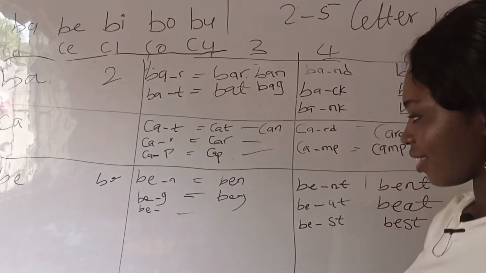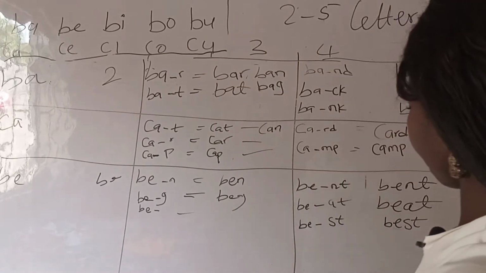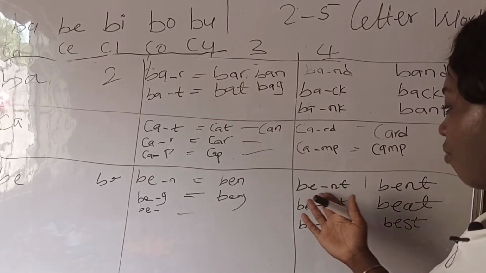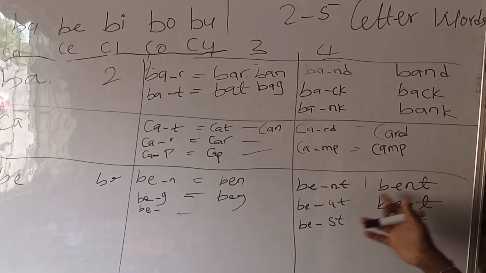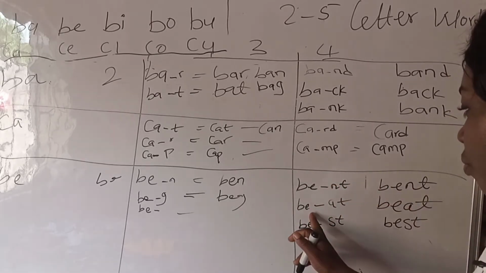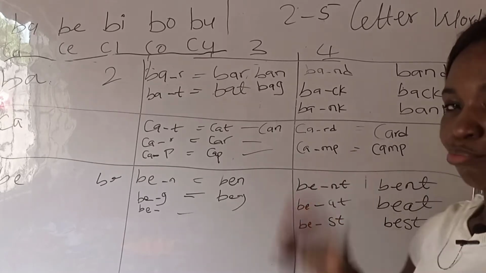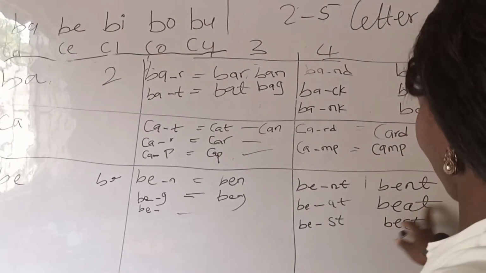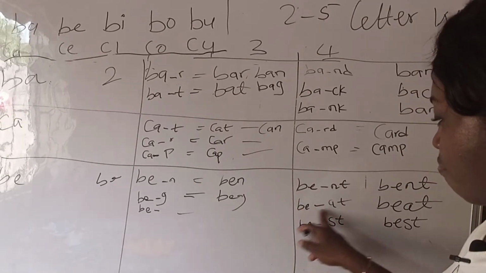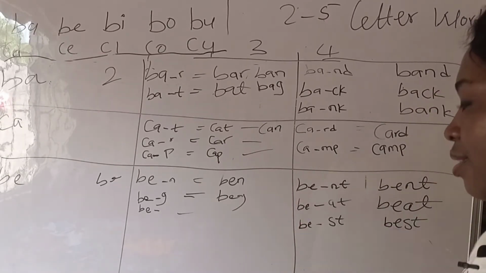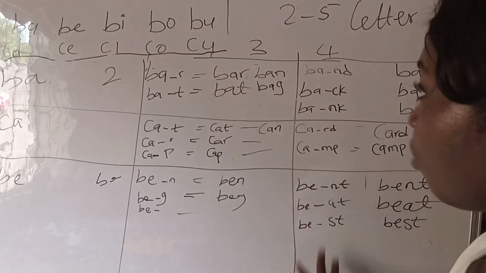Okay, let's move on. So this is beg. And we have bent. We have beat, like beat you. We have bent. We have best. So we have best, beat, bent. All right, done with this.